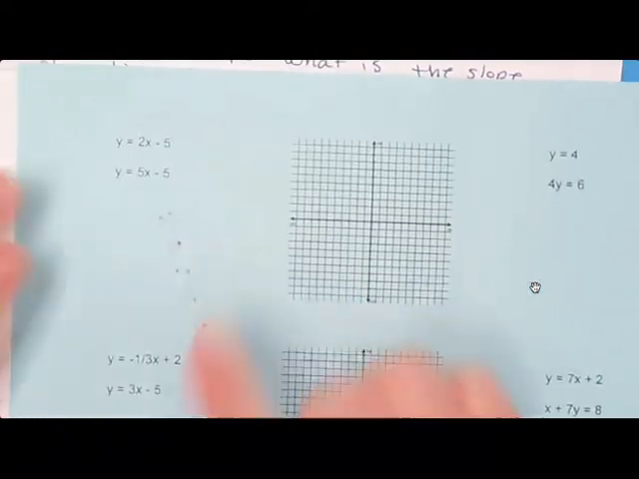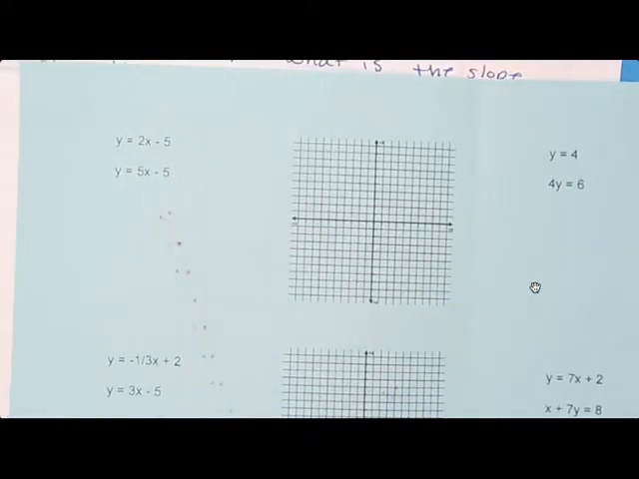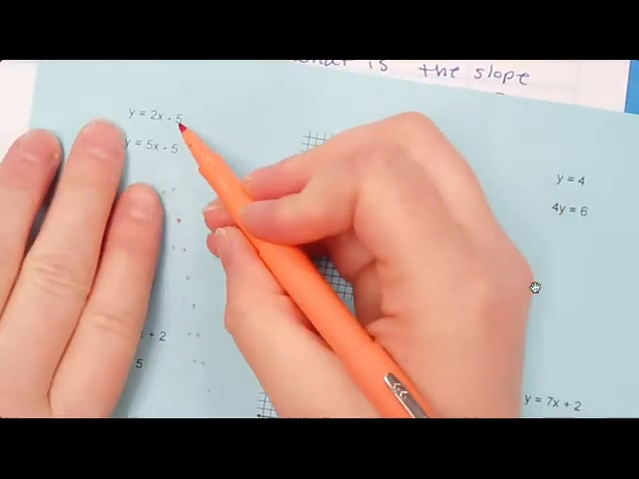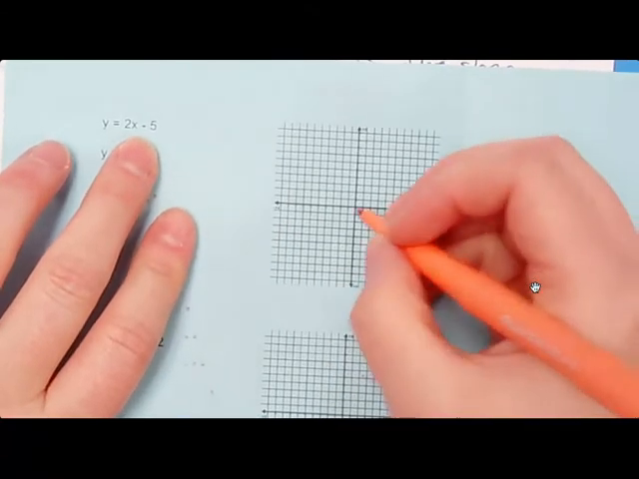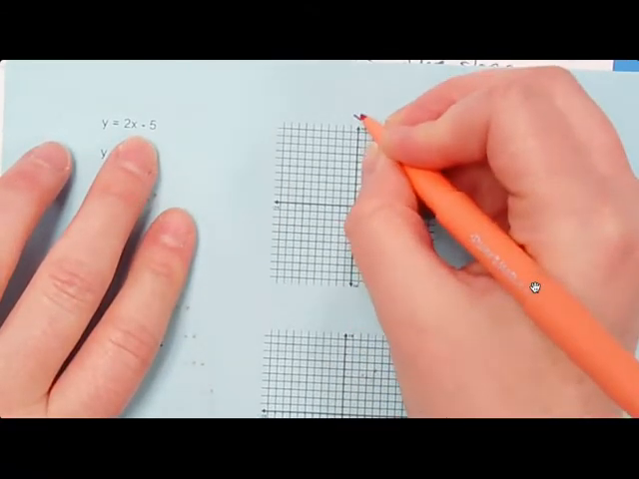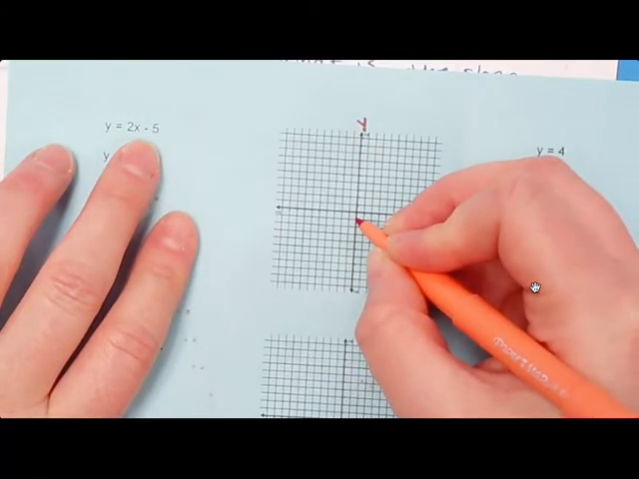So we are going to look at the top left. Y equals 2x minus 5. So we are going to graph these and then decide parallel, perpendicular, or neither. In order to graph these, we need to graph the y-intercept first, the negative 5. So go down on the y-axis, go down to negative 5.